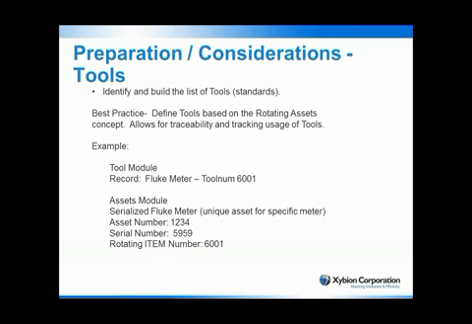Then in the asset module, you would actually put in that serialized Fluke meter that you're talking about. So you would create an asset record, get a new unique number from Maximo if you're using auto number. You would put in all your typical information like model, serial number. And you would link it to something called the rotating item number, in this case 6001. This will give you flexibility for knowing what the high-level tool is that you need, and then later on when you do your calibrations, you'll be able to specify the specific Fluke meter that was used to perform that specific calibration. It'll be used later on when we get into reverse traceability type reporting.